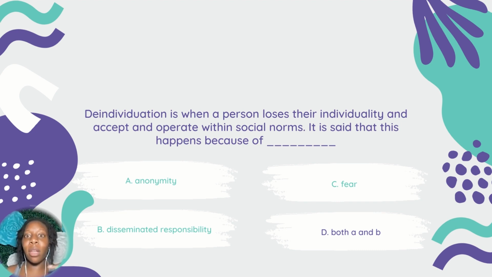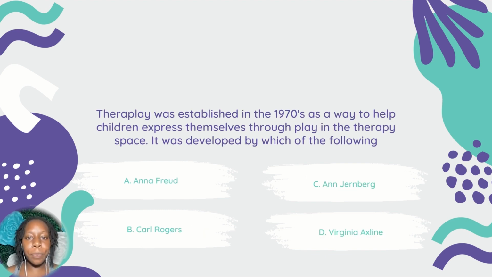So anonymity is the lack of individualization or individuality. I am not going to be individual within this social construct. Disseminating responsibility: to disseminate means to give something out, to spread. So it means to share responsibility. I'm going to share responsibility within this social construct, within this social community, and these social norms.